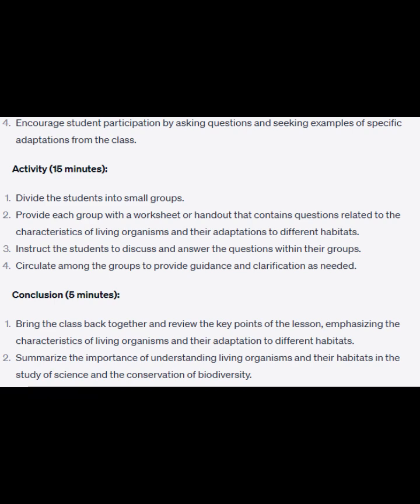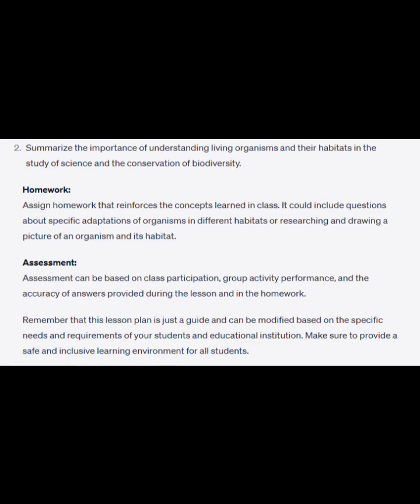Conclusion, 5 minutes. Bring the class back together and review the key points of the lesson, emphasizing the characteristics of living organisms and their adaptation to different habitats. Summarize the importance of understanding living organisms and their habitats in the study of science and the conservation of biodiversity.